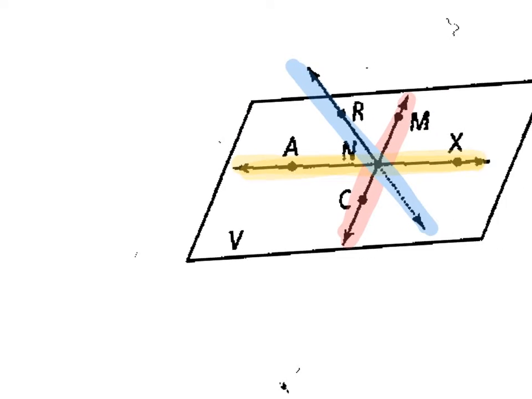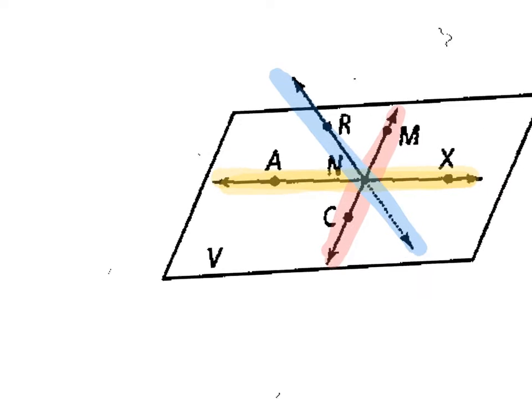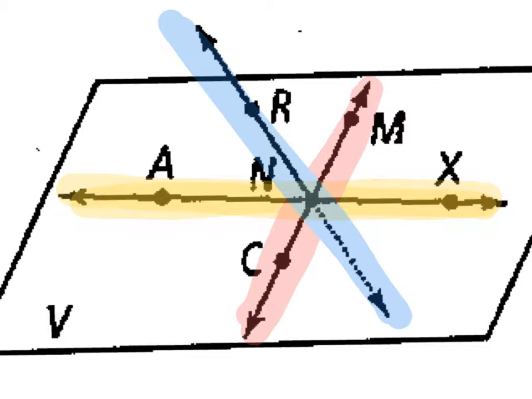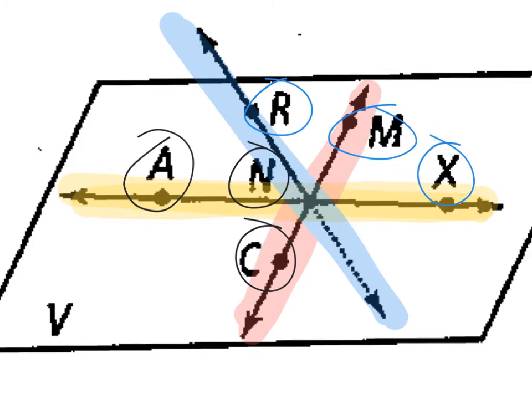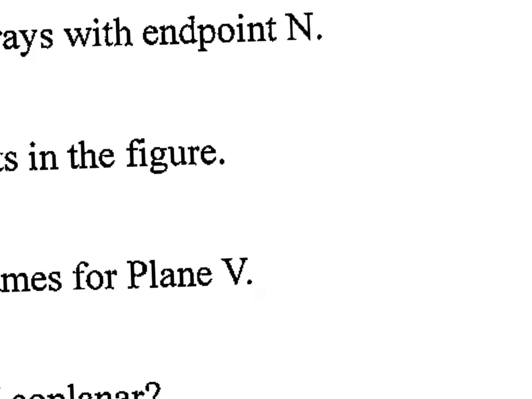And the key here is they cannot be collinear. So for example, I cannot use the 3 points A, N, X because they fall on the same line. I could use 2 of them. I could use A, N, but I have to choose a third point that is not on that line. So for example, I can use A, N, C. That is an appropriate name for this plane. I could use M, R, and X. Those aren't on the same line. As long as all 3 of them are not on the same line, you can name it as the plane. So I'll use plane ANC.